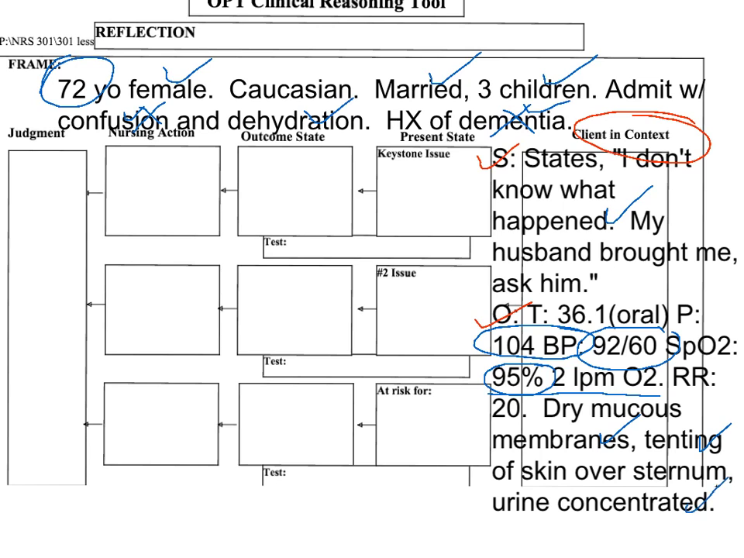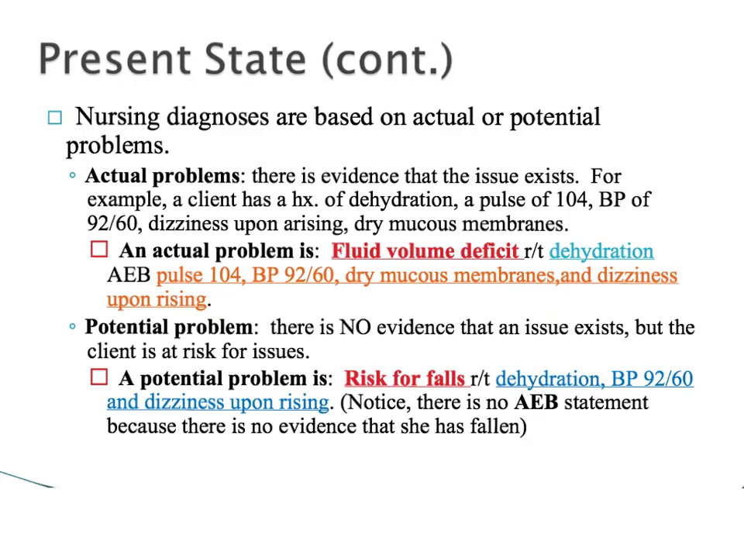All of this data, when you cluster it together in combination with this admitting diagnosis of dehydration, you cluster all of that data together, and then what you want to do next is go dig into your nursing diagnosis manual and figure out what nursing diagnosis matches up best with this data that you have. So I went and looked in our nursing diagnosis manual, and I chose a couple of nursing diagnoses that would match up with this patient based on the data that I have from the client and context section.